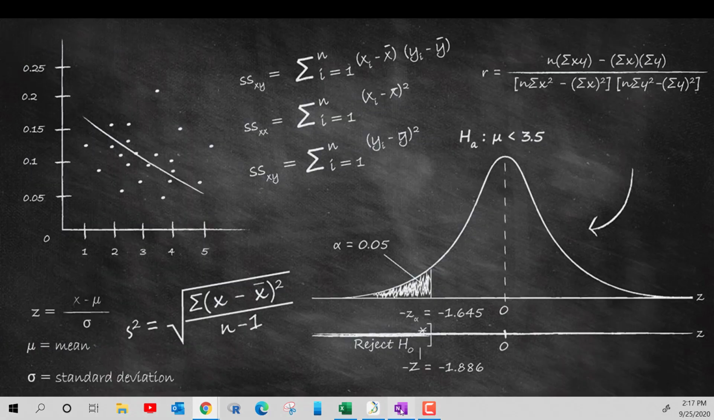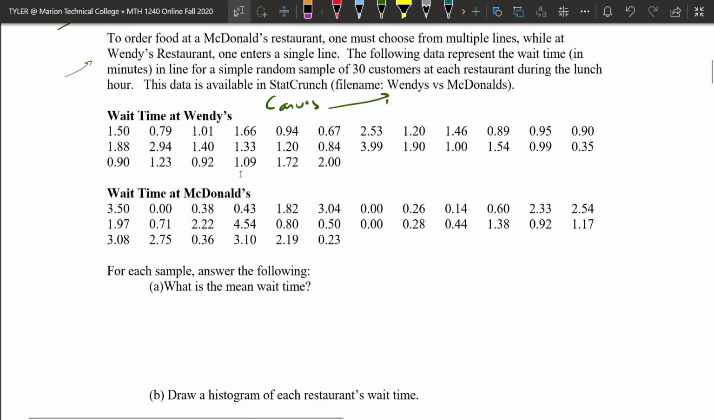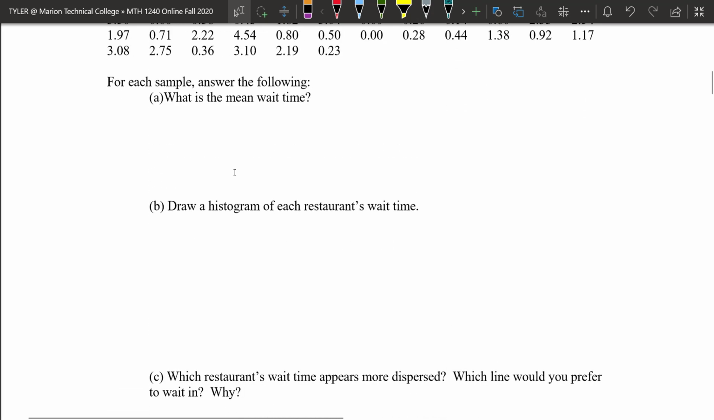So we can write that in here. And these are for a sample, a random sample of 30 customers, so we would use X bar in this case. X bar with subscript McDonald's means the sample mean for McDonald's. That was approximately 1.389, and that would be in minutes.